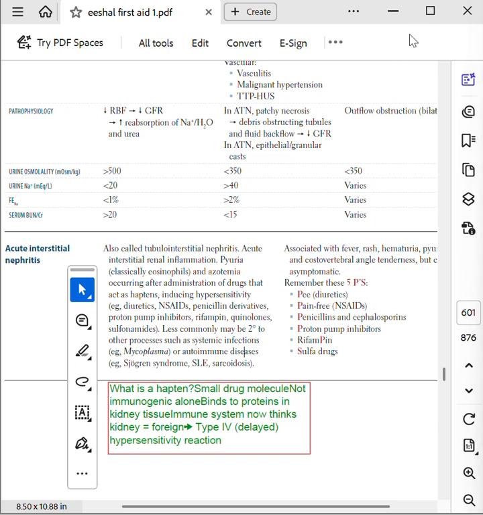So just a revision here: in acute tubular necrosis, you get muddy brown casts. In acute interstitial nephritis, you get eosinophils, fever, and rash. In glomerular nephritis, you get RBC casts. In prerenal problems, you get low urine sodium, less than 1%.